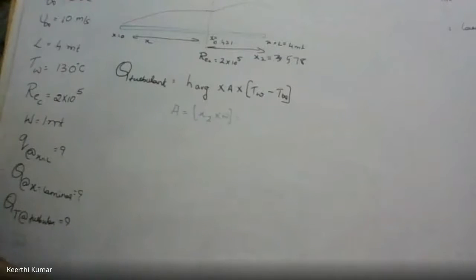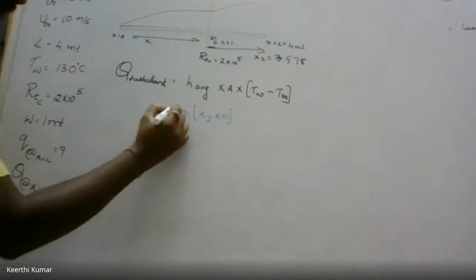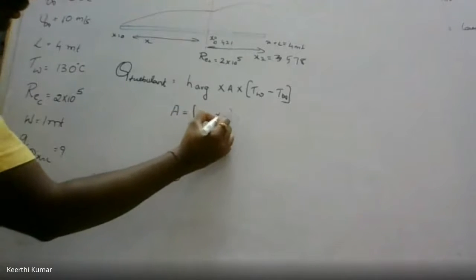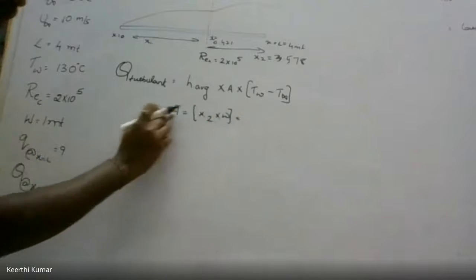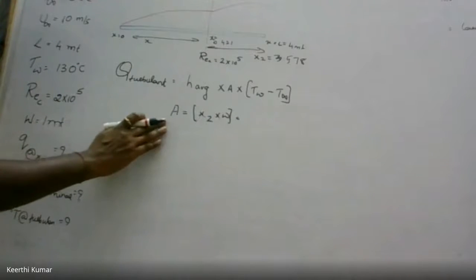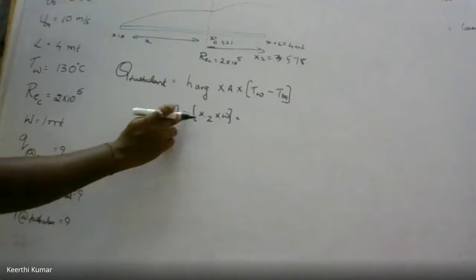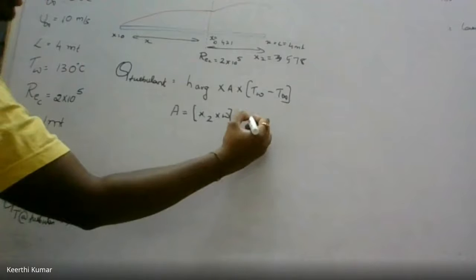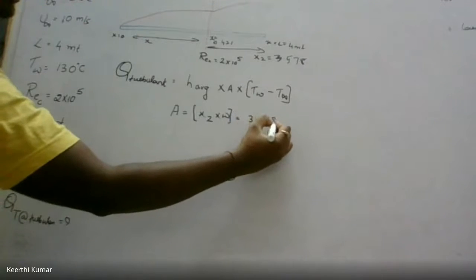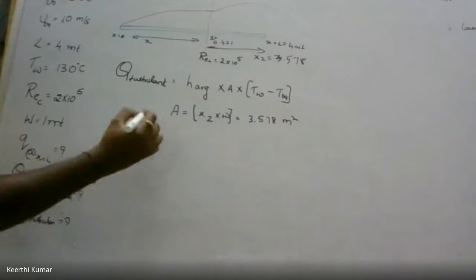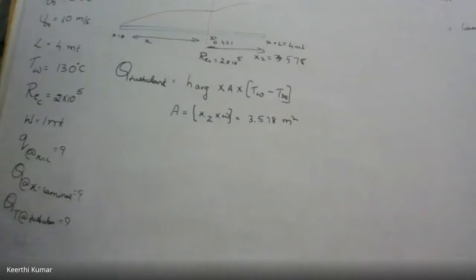So, can you see this? A is equal to x2 into W. Don't take the area which I had done earlier. That is only for the laminar region. Now we are in turbulent region, so area will be equal to x2 into W. That means this length into width. That is how much? 3.578 into 1. It will be meter square. 3.578 meter square is the area. We got area now. Clear?